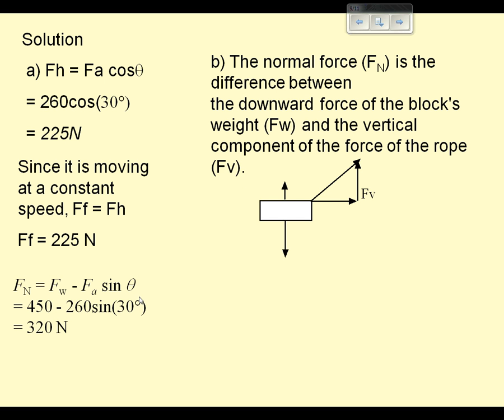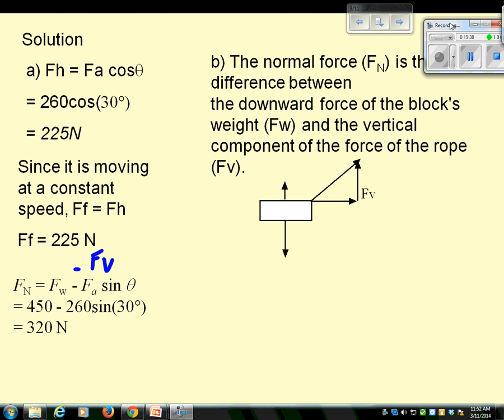Okay, so what is this normal force then? It's going to be the weight force, 450, minus this vertical component, 260 sine 30. I always get to here and say to myself, I've got to fix this slide. I always have to subtract the vertical component. The vertical component is 260 sine 30, or 320. It's Fv. Oh yeah, this actually belongs to part B. This slide needs a little bit of work.